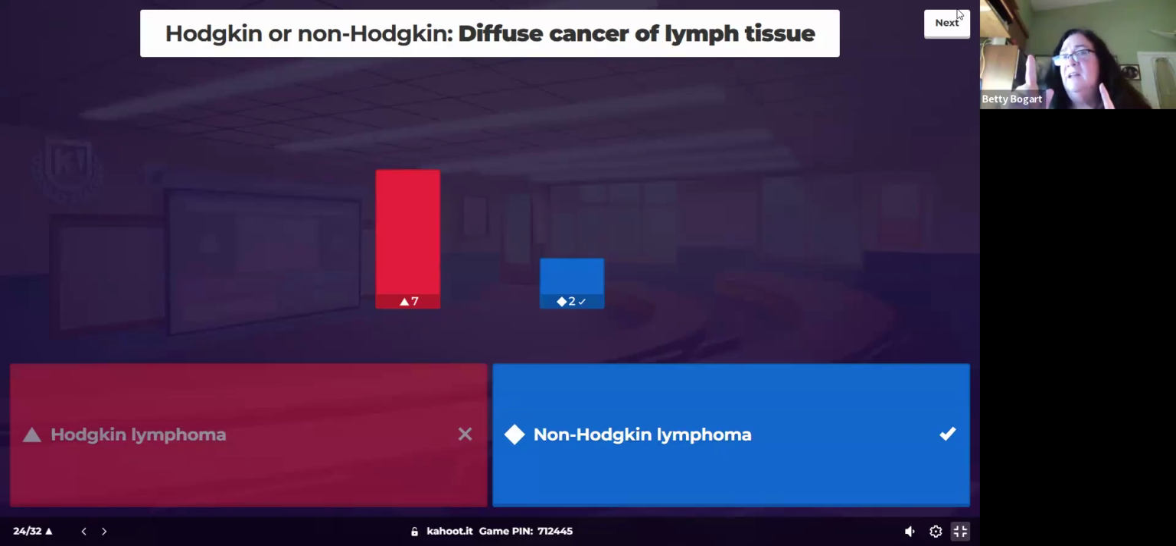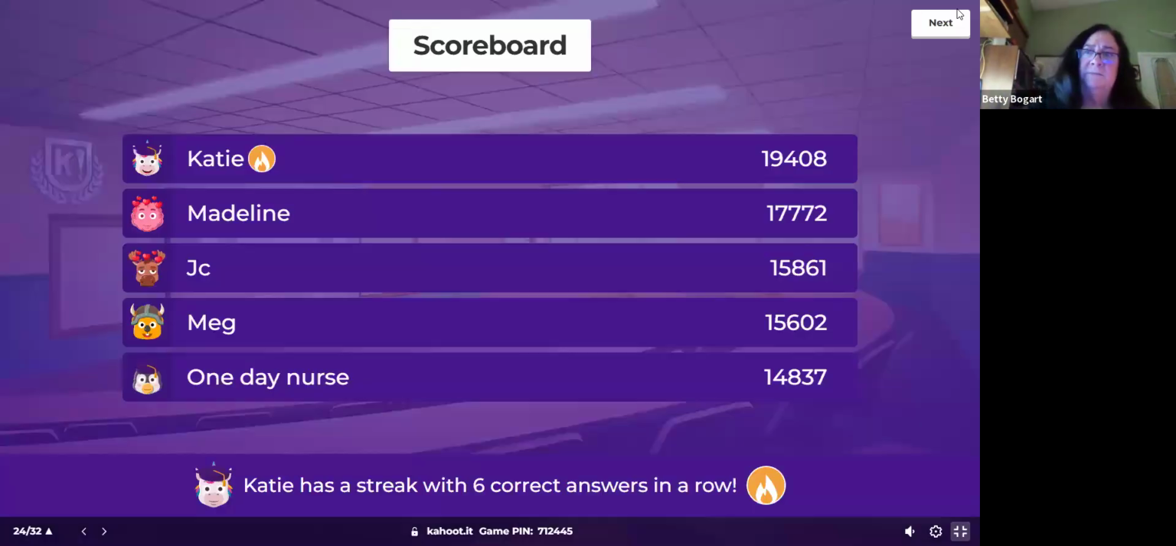Diffuse means they're all over the place and I can't see them. They're little itsy bitsies all over. That is not a house. It's not a lodge. I can't see it. I can't feel it. That's a non-Hodgkin's, okay? That's how you tell the difference.